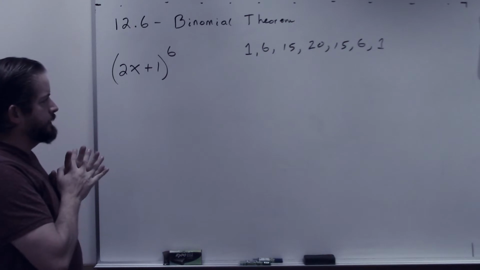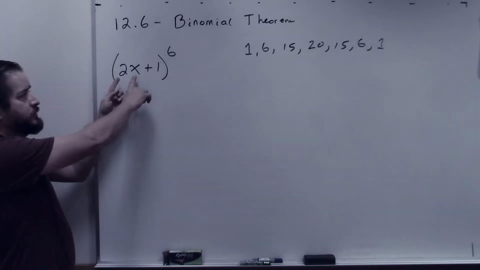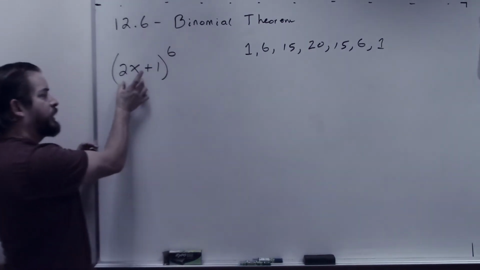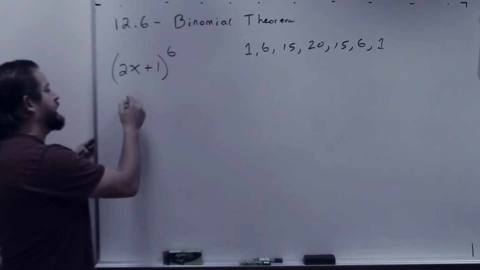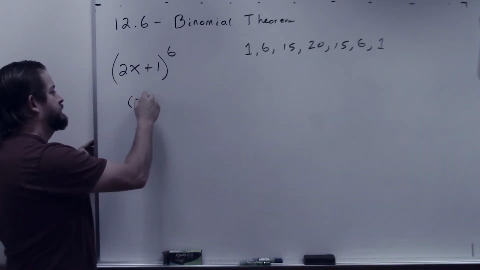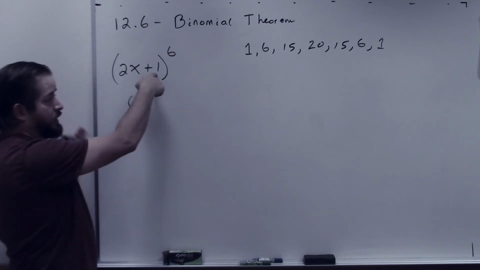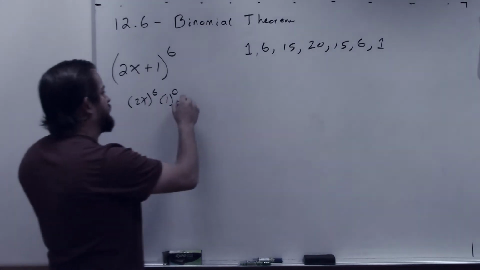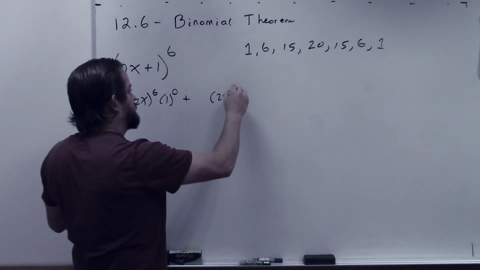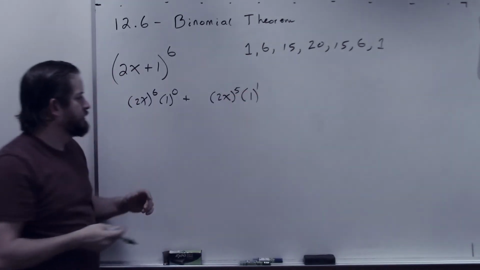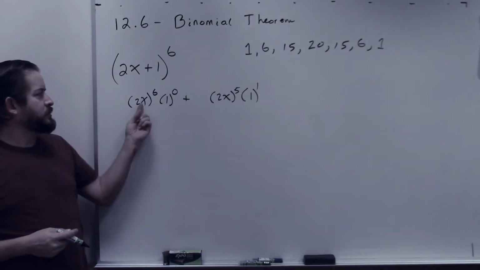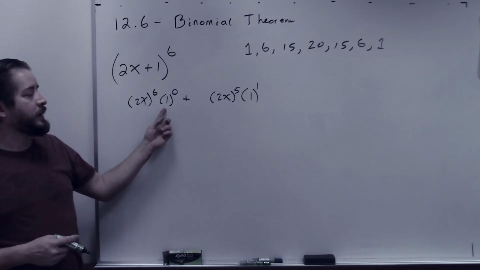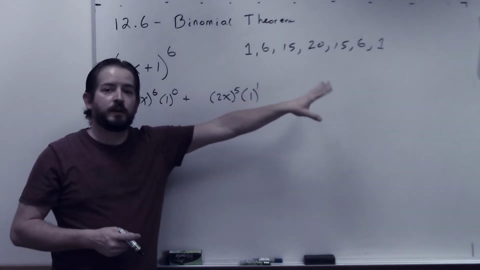And so the only thing that's different here is now it's not just an x that gets raised to the 6th and then an x that gets raised to the 5th and whatnot. It's a 2x. And so I'm going to write each one of these terms as that 2x to the 6, 1 to the 0, right? And then the next term is 2x to the 5th and then 1 to the 1, right? My 2x is going to decrease in powers from 6, 5, 4, 3, 2, 1, 0, while my 1 increases in powers from 0, 1, 2, 3, 4, 5, 6, right?